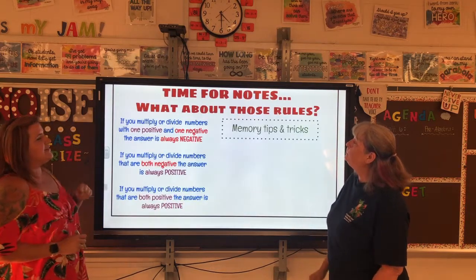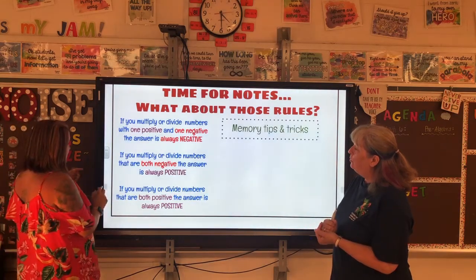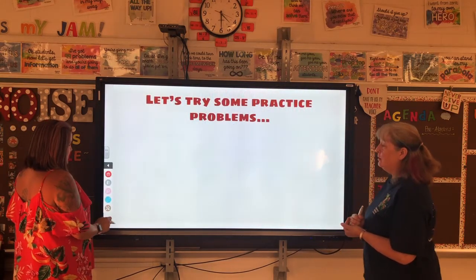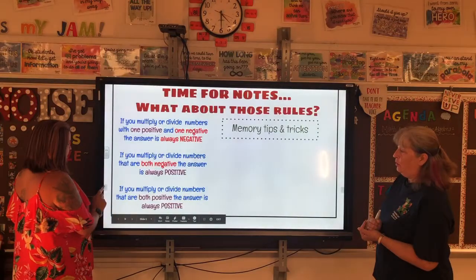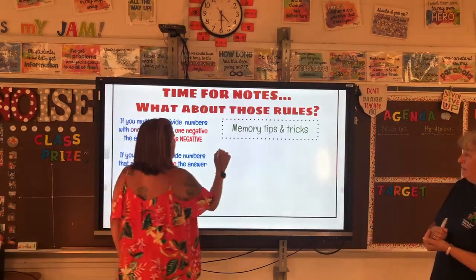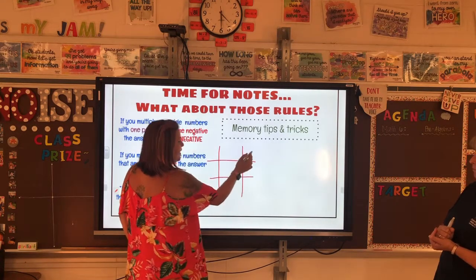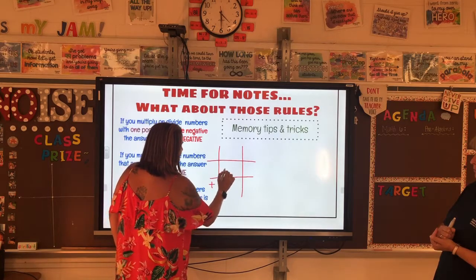All right, so let's think of some tips and tricks to help us remember these rules. I like to use something called the tic-tac-toe board. So if you take a tic-tac-toe board, we all know how to do this, and you just take one diagonal and you make it positive.